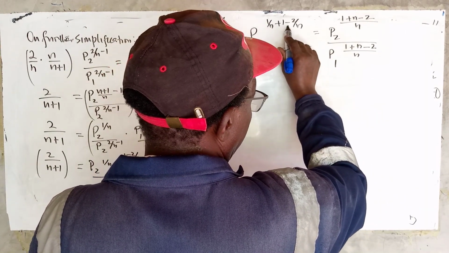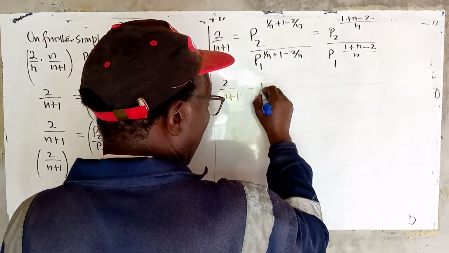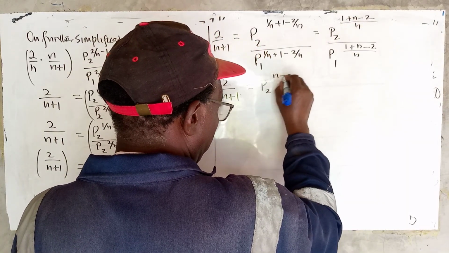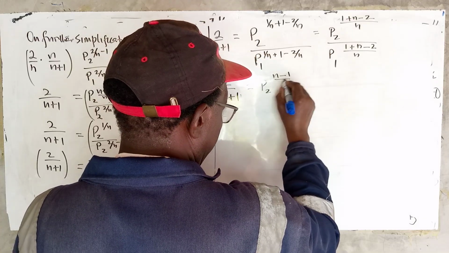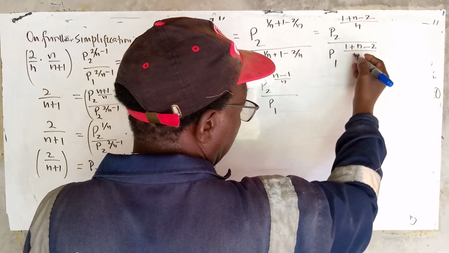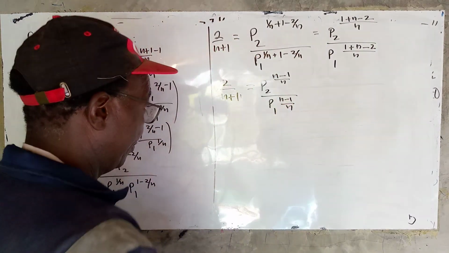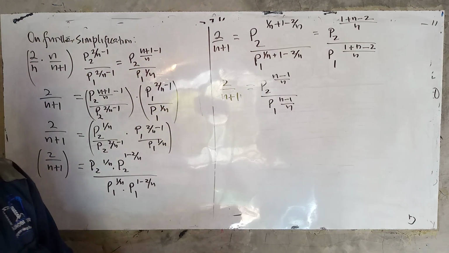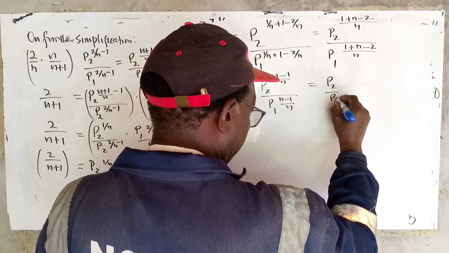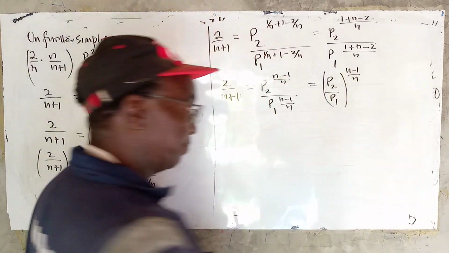That is n minus 2. So that would be P2 into n minus 1 over n, P1 into n minus 1 over n. And so we see that the exponents are common, so we can pull it out of the bracket so that we have P2 over P1 into n minus 1 over n.